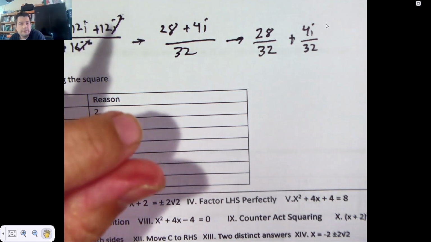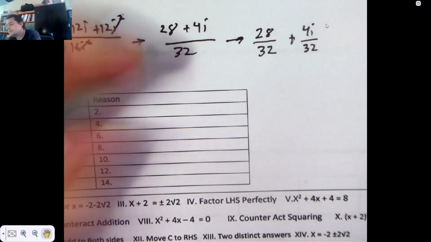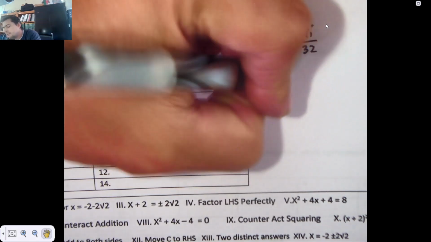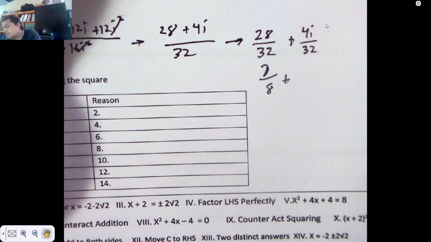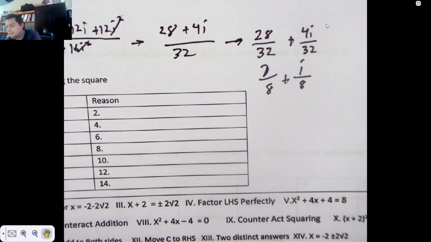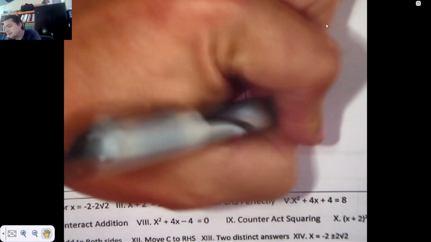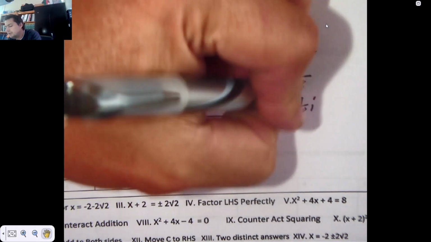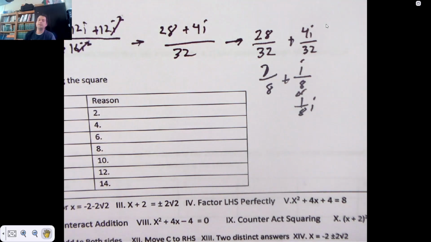Anyways, 28 and 32 are both divisible by 4. That's going to be 7/8. 4i and 32 are both divisible by 4. That's i over 8, which is fine. If you don't like i over 8 the way it looks, you can write an eighth of i. It doesn't really matter how you write it. I don't care. They're the same blasted thing.